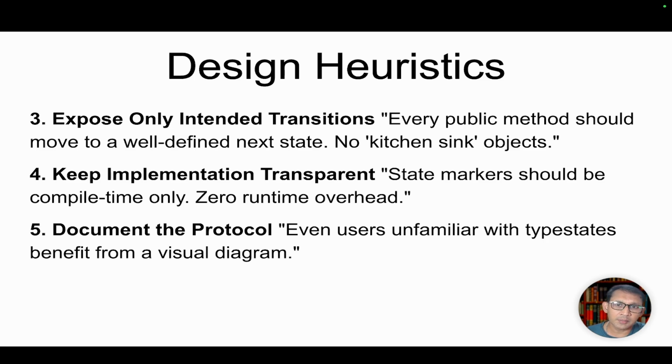When you do need runtime state, like for debugging, logging, or integration with external systems, make it observational rather than functional. Provide query methods like getStatus or isConnected that report the current state without affecting the protocol. These methods should never be required for correct protocol operations.